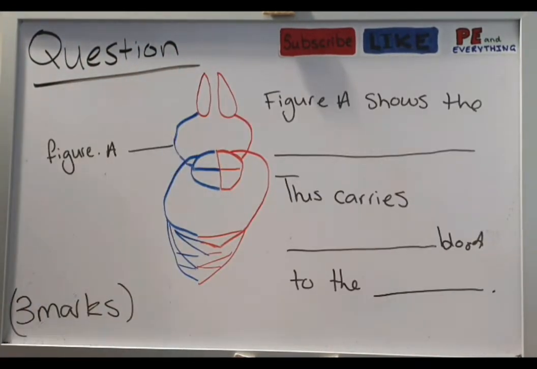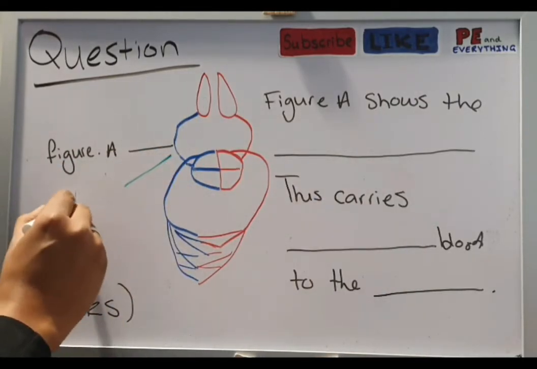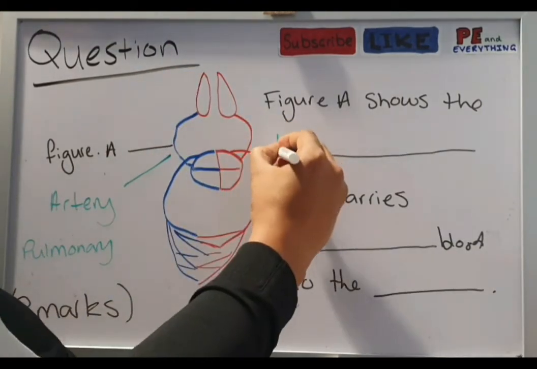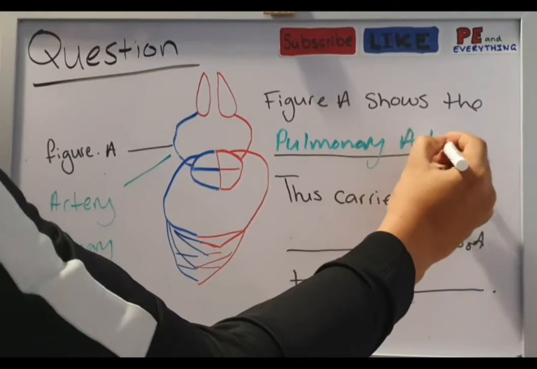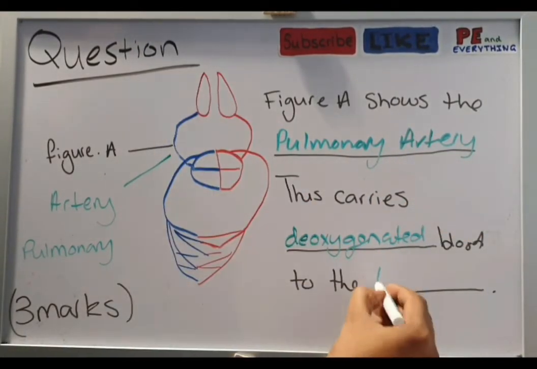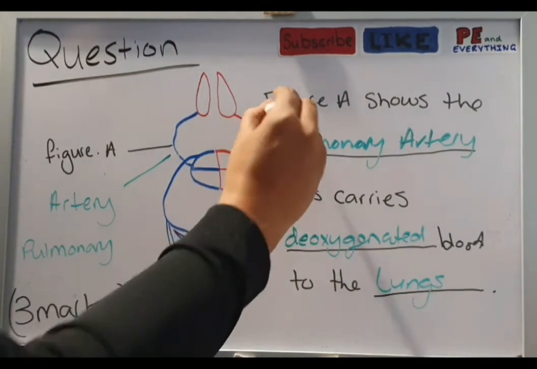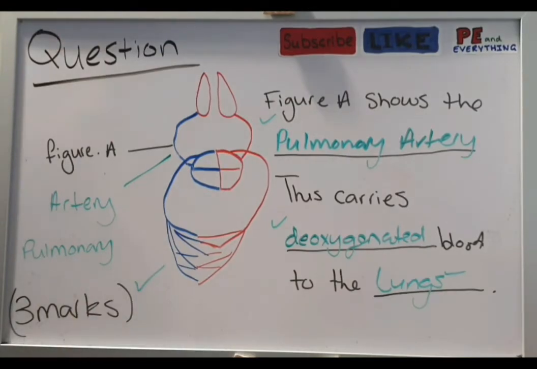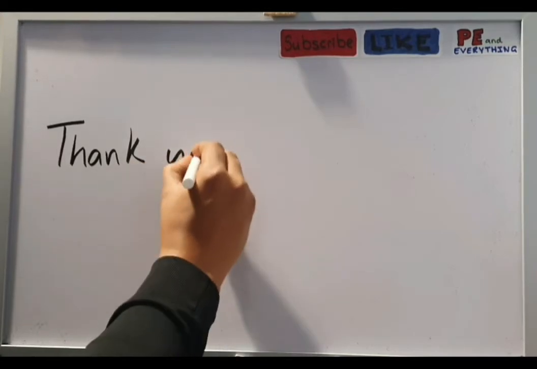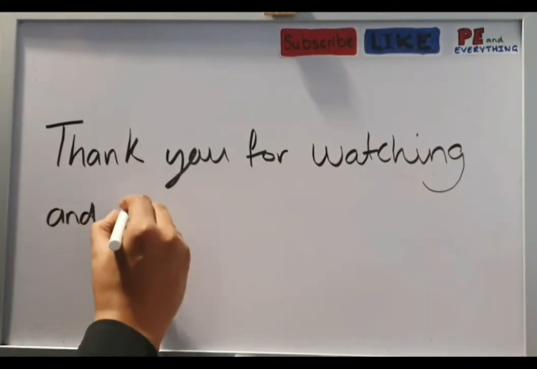Okay, so here we have the circulatory system, 3 marks, we need to label it. Okay, so figure A, what does it show? Okay, I know it's an artery because it leaves the heart. I know it's a pulmonary side, so figure A shows the pulmonary artery. This carries, we know, deoxygenated blood to the lungs. Have we collected our marks? Tick, tick, tick. That is 3 very easy marks we've just been awarded in our GCSEs, so it's important that we take the time out to learn it.